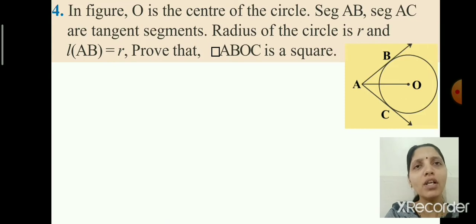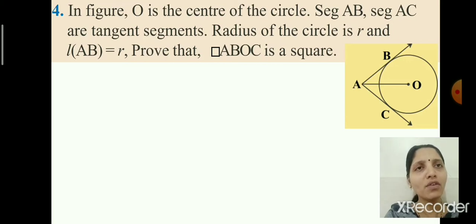That is fourth one. In figure, O is the center of the circle. Segment AB, segment AC are the tangent segments. Radius of the circle is R and length of AB is equal to R. Prove that quadrilateral ABOC is a square.